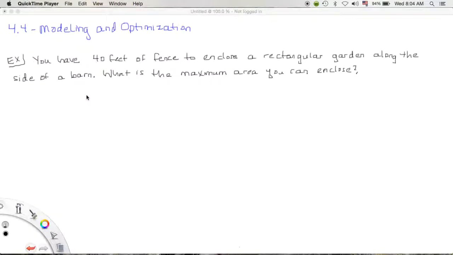Section 4.4 talks about one of the uses of derivatives, modeling and optimization. What that means is we're going to use our derivatives and what we know about functions to optimize different situations and to model different situations in the real world. Basically, we're solving word problems.